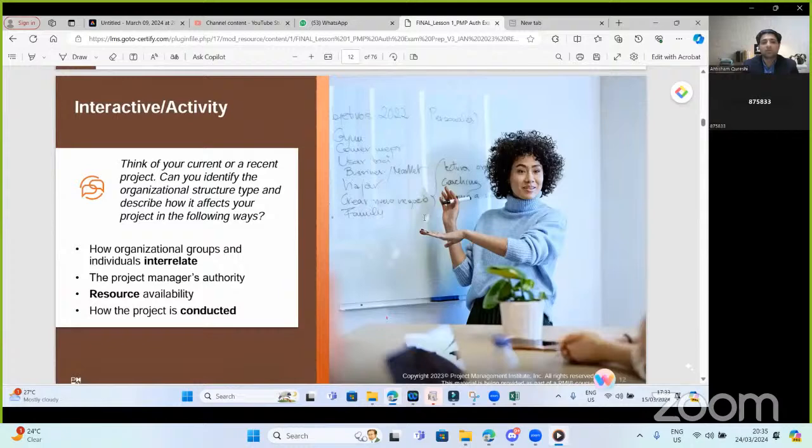In your current or recent or past project, can you identify which type of organizational structure you worked in and how it affected your project in the following ways? When it comes to resource availability or implementation of the project, or how people collaborated with each other. So do you have any example to share, Gigi or George?